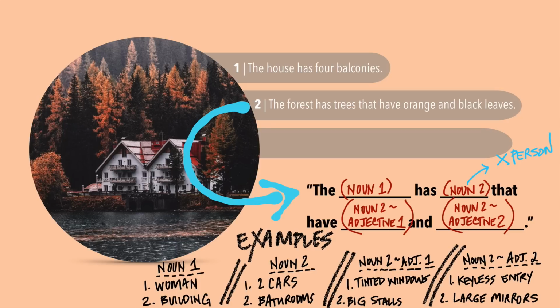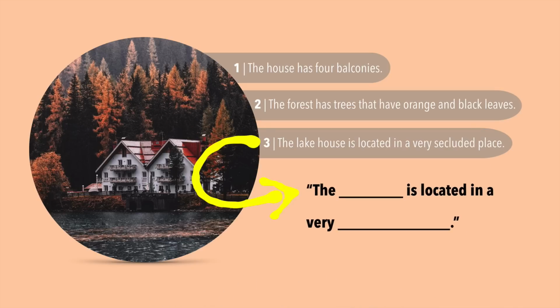So you see what's happening. I'm using these as adjectives to describe what actually is on the car. Now, a window is a noun, but in this situation, I'm using it as an adjective or a descriptive form. Okay, I'm describing the car. All right, tinted windows, not just windows, but tinted windows, and not just an entry, but a keyless entry. Okay, number 2. The building has bathrooms that have big stalls and large mirrors. Again, I'm describing the mirrors and describing the stalls. Very good. Now, our next sentence, the lake house is located in a very secluded or secret or hidden place.